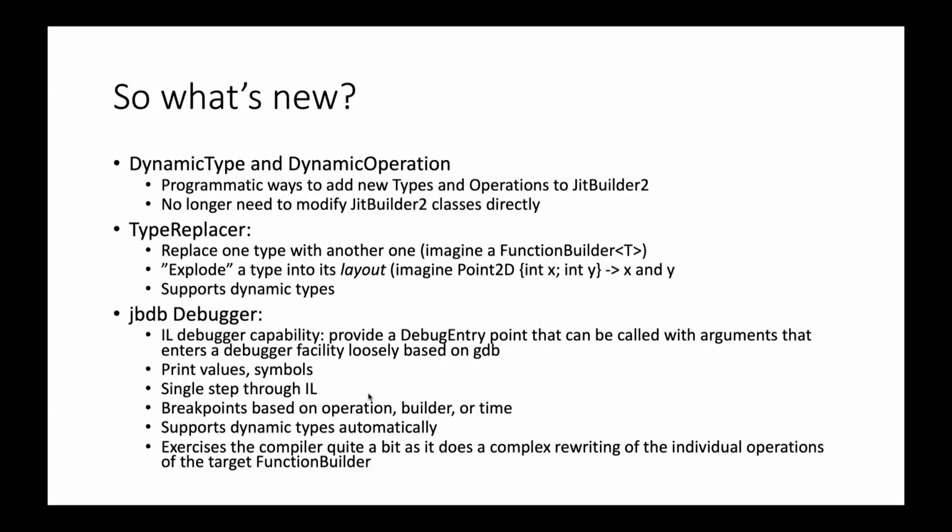So in the debugger, you can print values. You can print the values of symbols, even if they're dynamic types. You don't have to teach the debugger about that. You can single step through the IL. You can set breakpoints based on operation, builder, or time. So you can break before or after an operation, before or after a builder object, or at a particular time. As the debugger executes operations, it basically counts a time step, the number of operations that have executed since it started executing this method. So it uses that as a notion of time, and you can break 5 steps later or something like that.